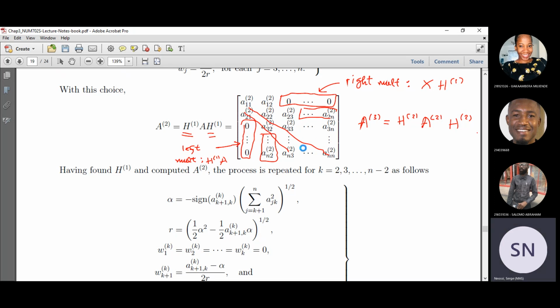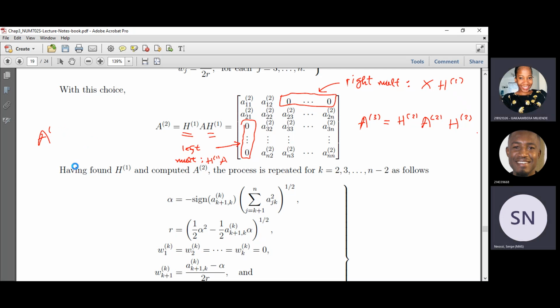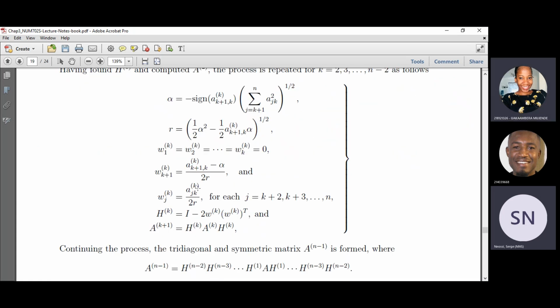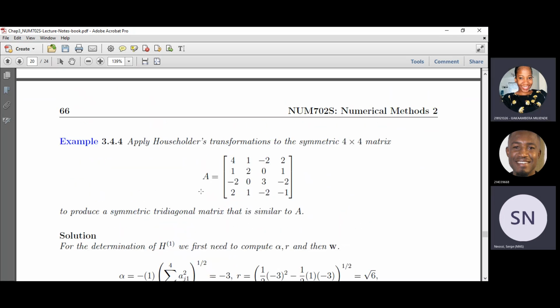Okay, so that's for your learning. I'm doing all that for you to understand what is going on. So as we proceed many times, we'll be creating more and more 0s, and the Ai that we are constructing will get close to the tridiagonal matrix that we are looking for. Okay, I think we'll stop here. Once you understand this, I encourage you to go and read what we will do tomorrow.